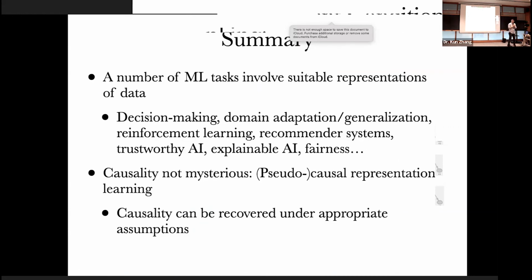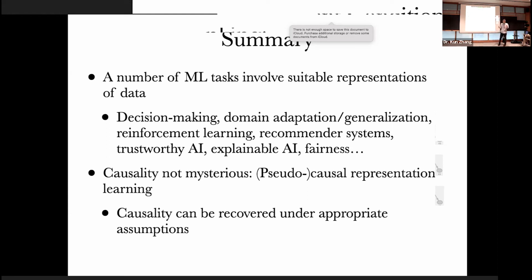So as a summary, you can see a number of machine learning problems are really related to causality, or some kind of weak notion of causality. When you make decisions, you care about the causal effects. And actually, we are AI researchers, right? Whenever you deploy any AI system, you have to care about causality because AI systems and human society will influence each other in some way. So we have to care about the long-term causal effect. When we do domain adaptation, reinforcement learning, recommender systems, we care about causality, and you can also think of trustworthy AI, explainable AI and fairness from a causal perspective.